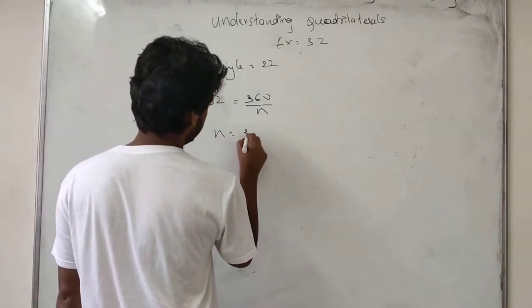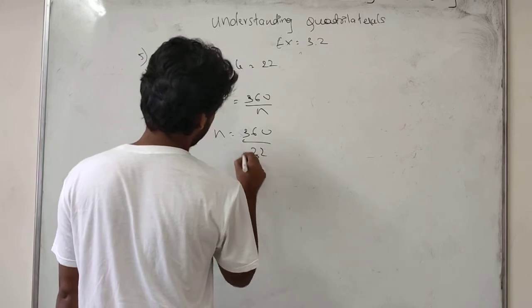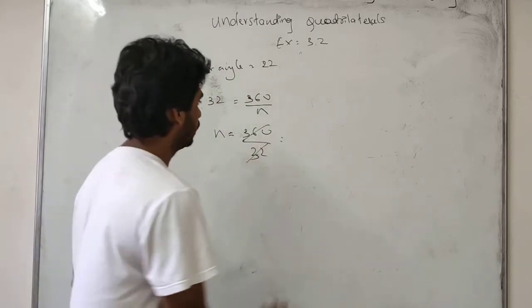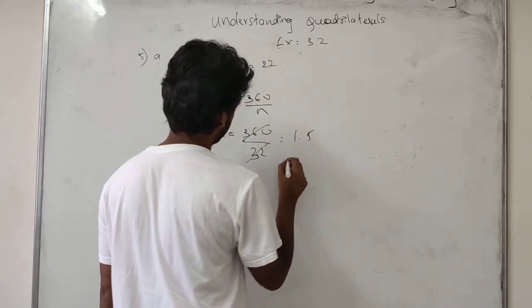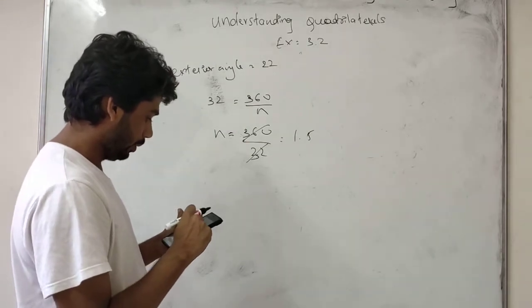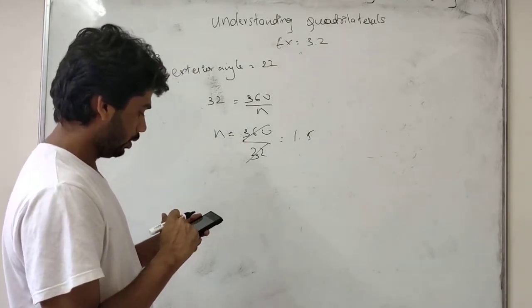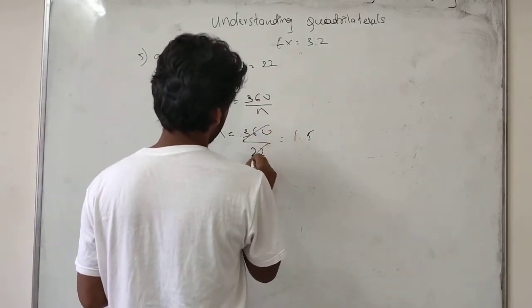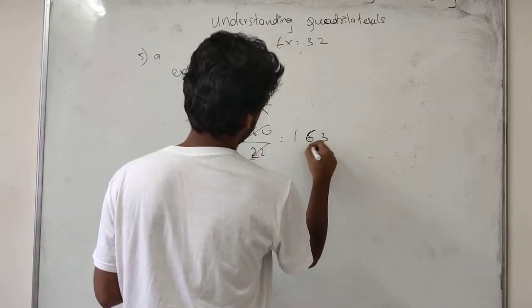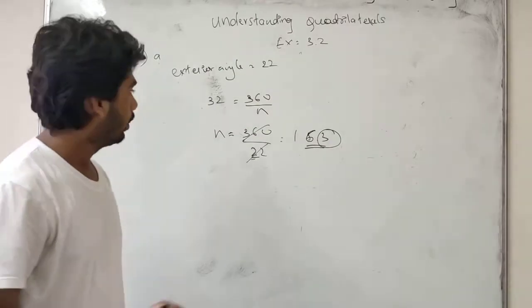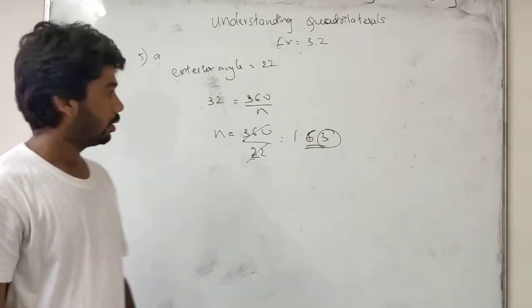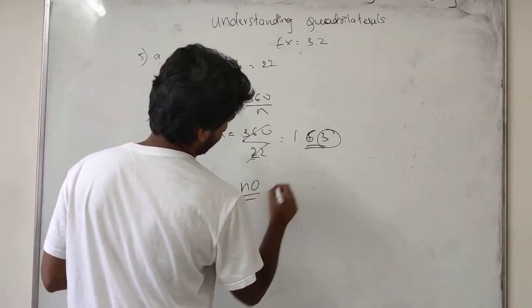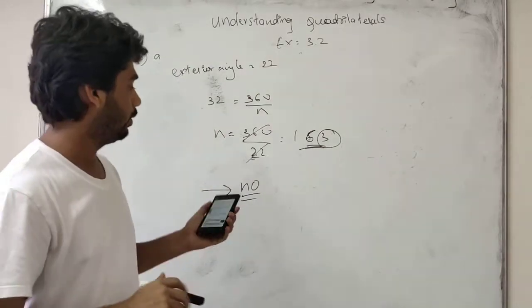So n is 360 divided by 22. If you divide it, it will come in decimals, 16.3 something. If anything comes in decimals, we cannot take it as the number of sides. So the answer for this is no.